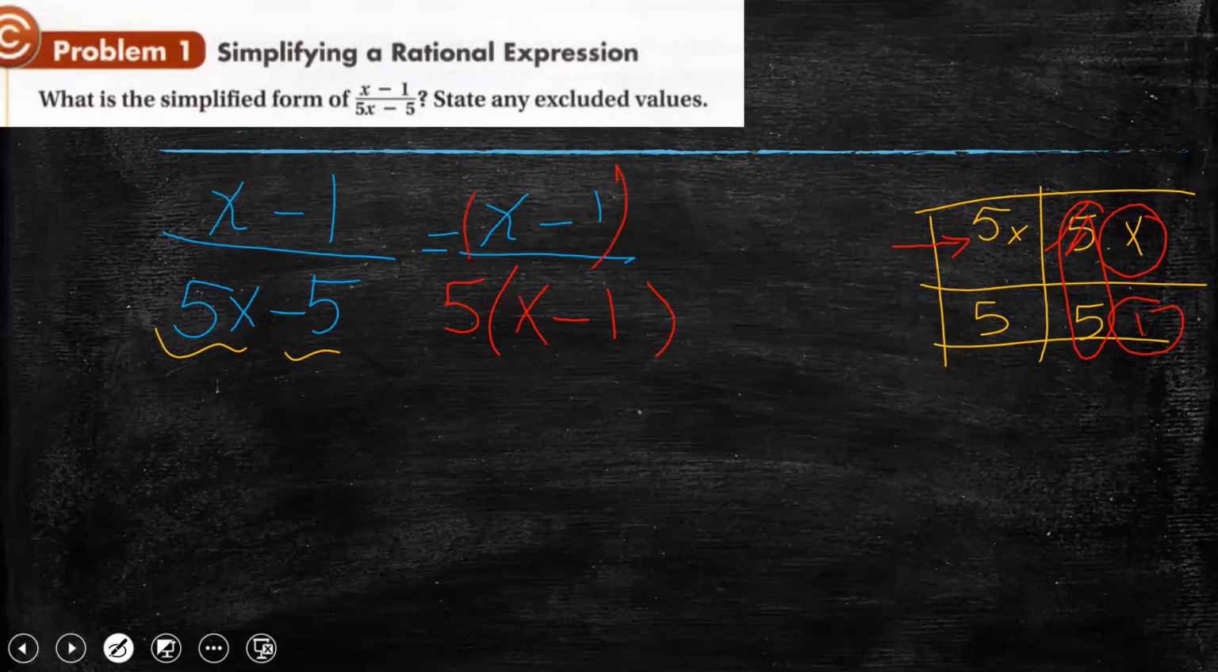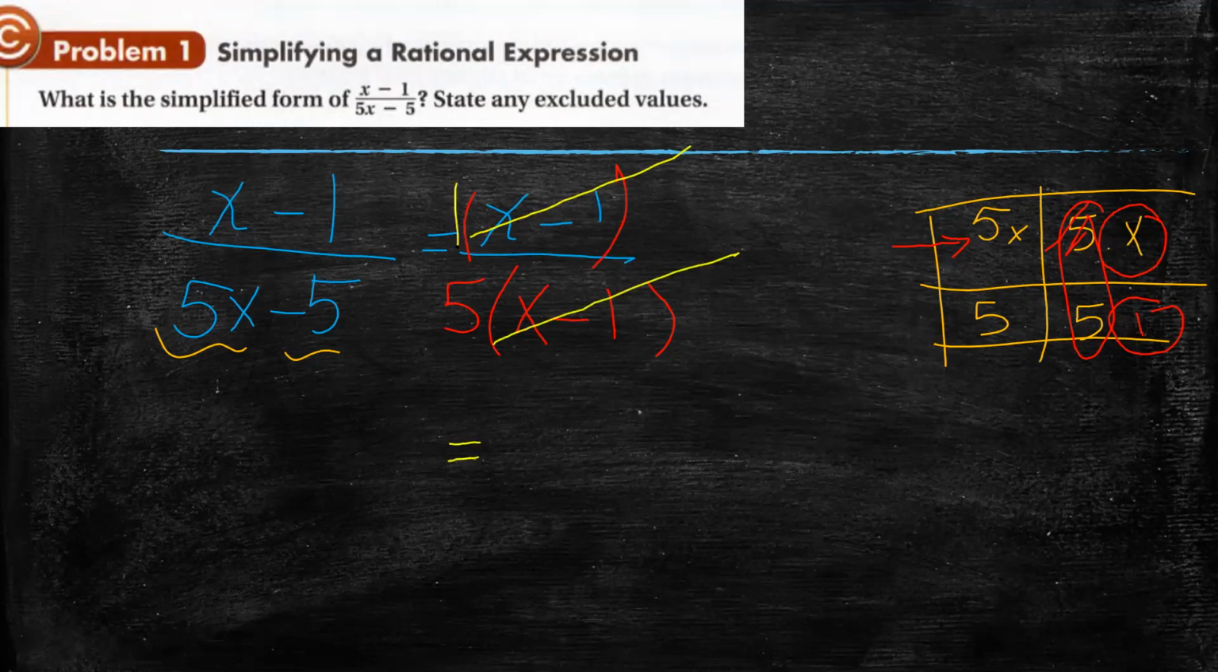Then after that, look at them here: x minus 1 over 5 times x minus 1. Let's now cancel. Since we have a common factor, which is x minus 1, we can cancel them. So here we have 1 over 5. When you cancel them, the simplified form is 1 over 5.